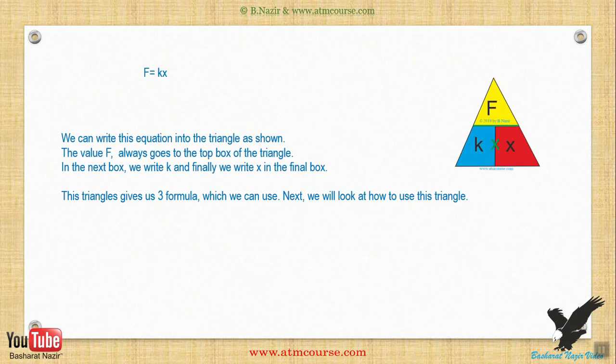We can write this equation into the triangle as shown. The value F always goes to the top box of the triangle. In the next box, we write K, and finally we write X in the final box. This triangle gives us three formulas which we can use. Next, we will look at how to use this triangle.